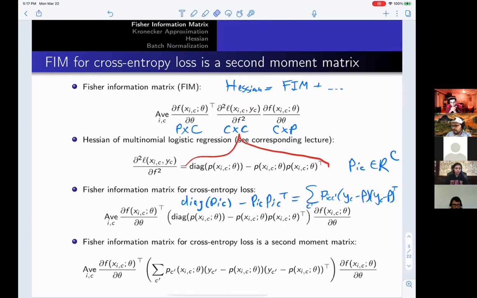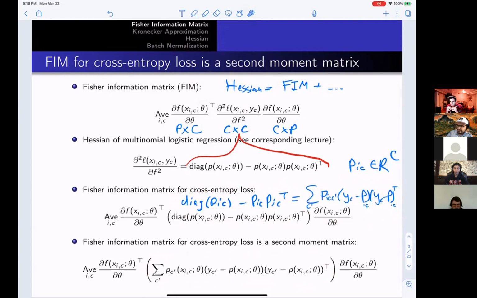P_{i,c'}, which appears here, is just the c' entry of P_i. So it's a scalar. Y_c minus P. So P is supposed to be P_{i,c}. Let me add here an i and a c. So P_{i,c}, you know what it is. Again, it's the softmax probabilities. And Y_c is just the one-hot vector, okay? So it's just a very simple algebraic identity, very simple. Now, here it's written more clearly.